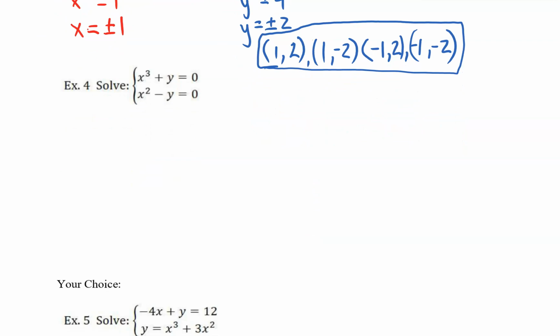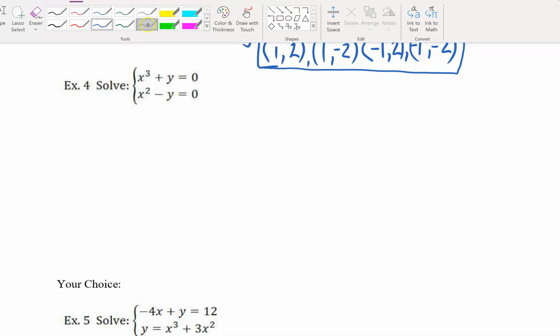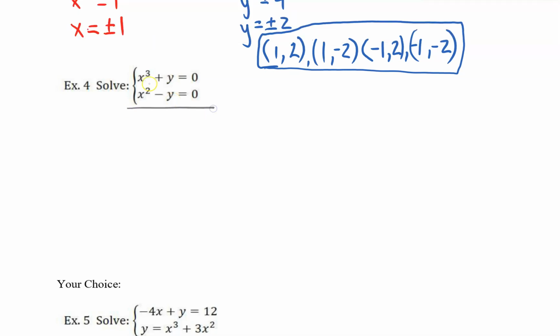So this next one, same idea. I'm trying to get rid of one. When I try to get rid of one here, the y's go away already, so it's not like I have to do a lot of work to eliminate the y's. I think I'll eliminate those. Now, these are not the same term, so x cubed plus x squared equals 0. That's what this one is saying.